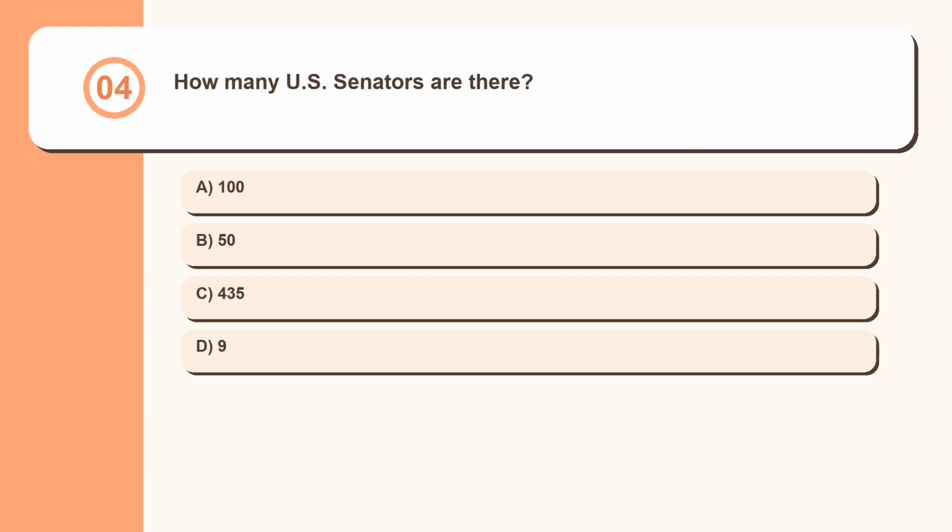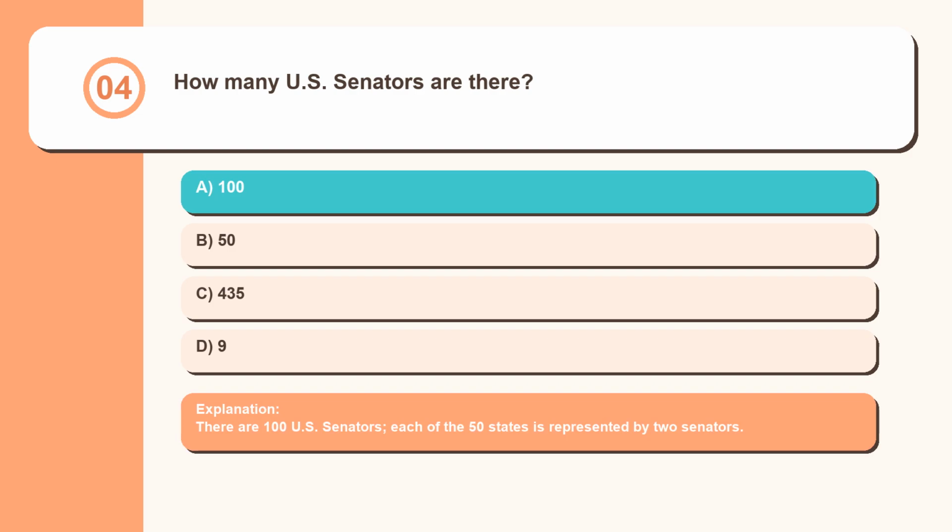Question 4. How many U.S. Senators are there? 150, 435, 9. There are 100 U.S. Senators. Each of the 50 states is represented by 2 senators.